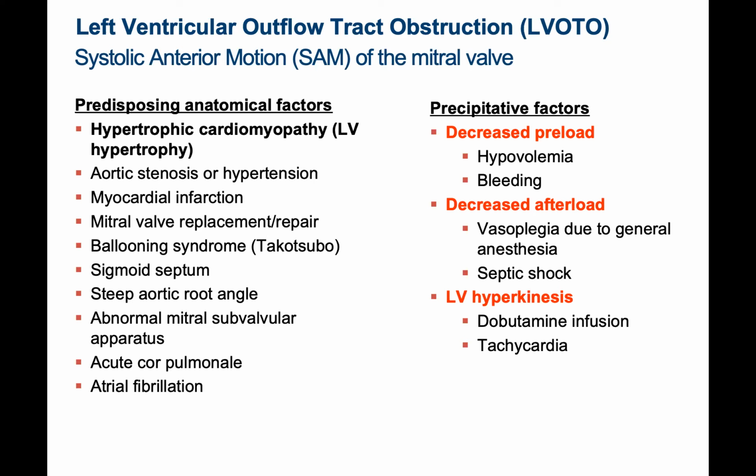So some of our predisposing factors, the most common is hypertrophic cardiomyopathy, but really even LV hypertrophy, aortic stenosis or hypertension, myocardial infarction, mitral valve replacement or repair, ballooning syndrome, so Takotsubo, sigmoid septum, steep aortic root angle, abnormal mitral subvalvular apparatus, acute cor pulmonale, and atrial fibrillation. But it's important to note that predisposing factors are not required. And like I said, even just LV hypertrophy, which a lot of patients have, can be considered a predisposing factor.